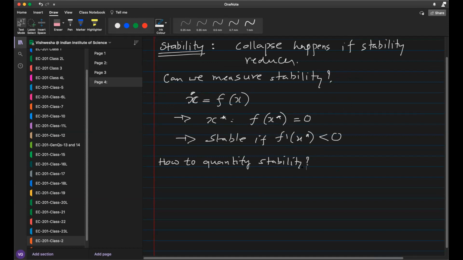X star is a given equilibrium value. What do you mean by range of x values over which it is stable? I don't understand. For how many values of the driver is the system stable, or the range of... yeah, that's correct.